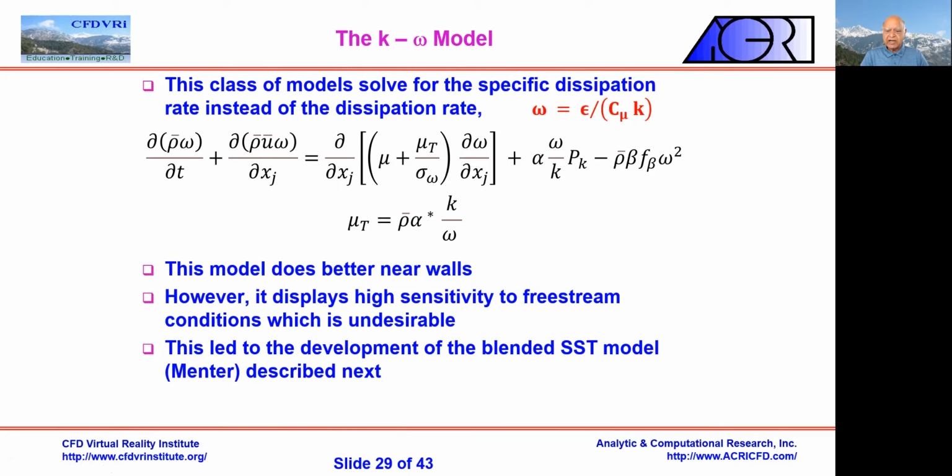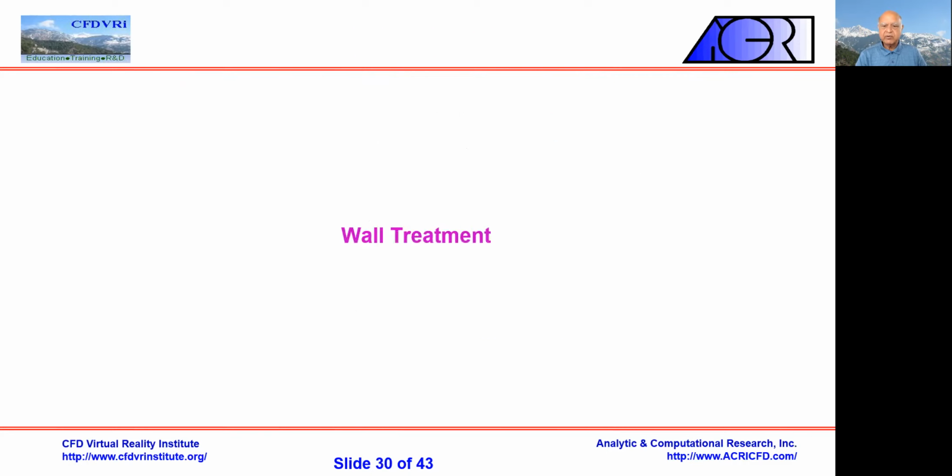So this is what led to the development of the blended models, okay? Because the standard omega model would have problems near the free stream. It would be very sensitive to the free stream, and the whole thing would change if you make a small change, okay? So that's what the blended models are. They use omega near the wall and epsilon away from the wall.